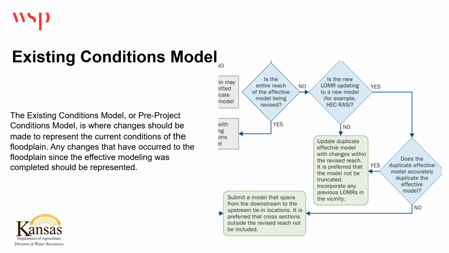Once we've established that the duplicate effective model matches the effective mapping and that there are no significant technical issues in the modeling, then we can move on to creating our existing conditions model or pre-project conditions model. This is the model where we make changes to represent the current conditions of the floodplain. So any changes that have happened since the modeling went effective should be represented in this model, including any previous LOMARs that have been completed.